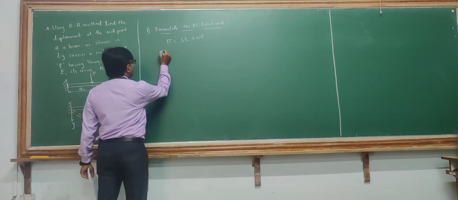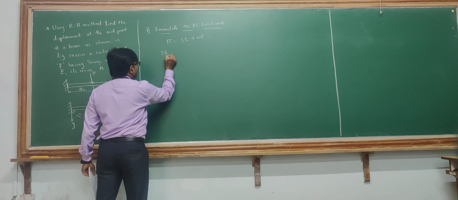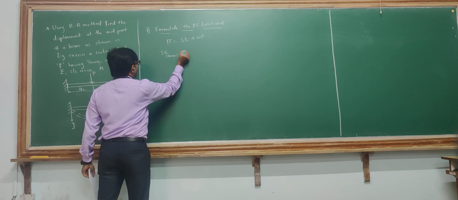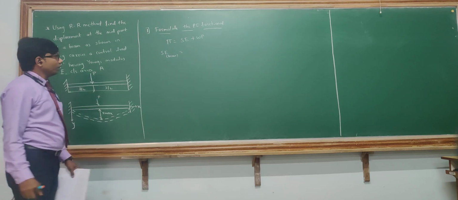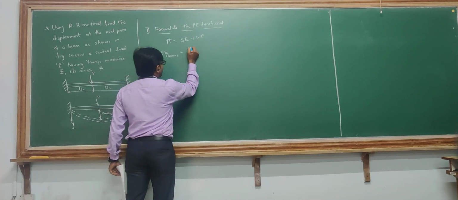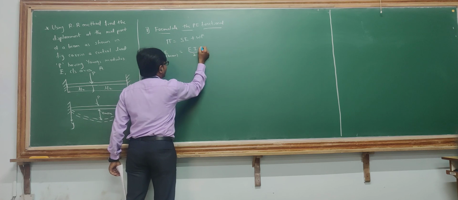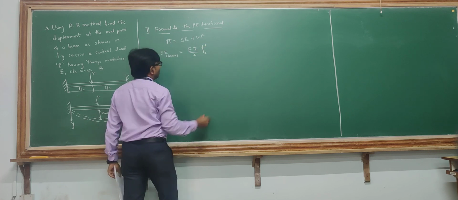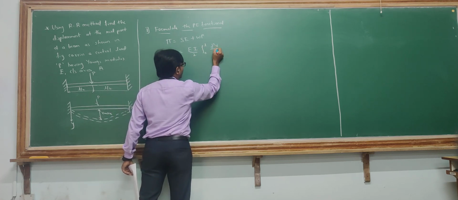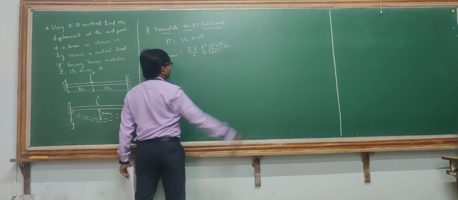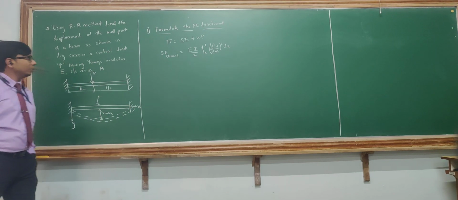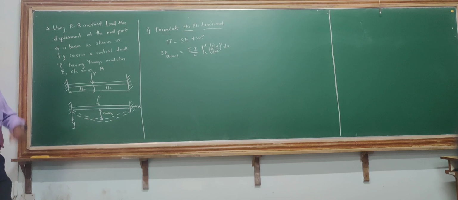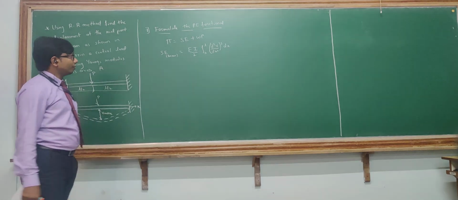So first we have to see what the strain energy for a beam is. We have already calculated in the previous session what the strain energy for a beam will be. It is given as EI by 2 integration 0 to L, del square V by del x square, the whole square, into dx. So this is the strain energy equation for a beam. You need to remember this, or I have shown you how to calculate the strain energy for a beam.